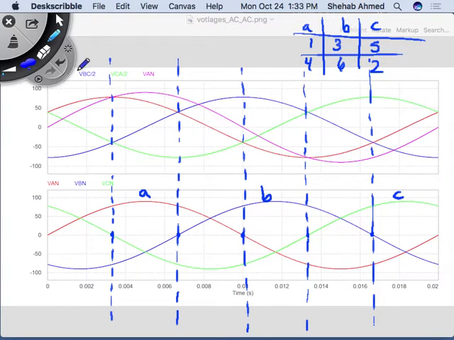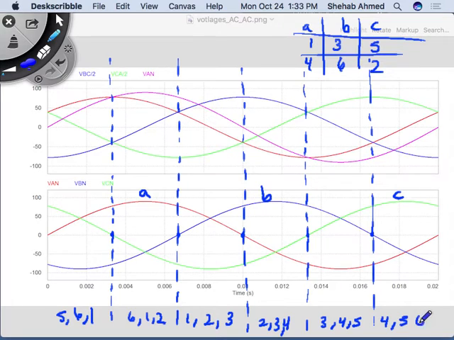So we said that in this interval I would have devices 5, 6, and 1 on, and then the next one I would have 6, 1, and 2 on, and then we'd always drop one. So 1, 2, and 3, and then 2, 3, and 4, and 3, 4, and 5, and 4, 5, and 6. This was the all diodes case. This is our reference always.